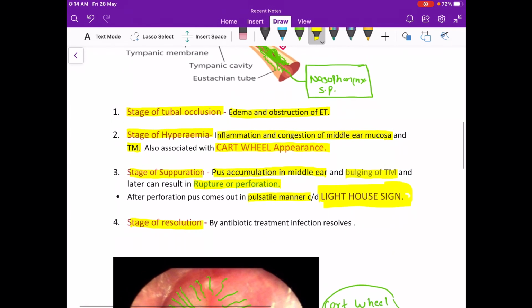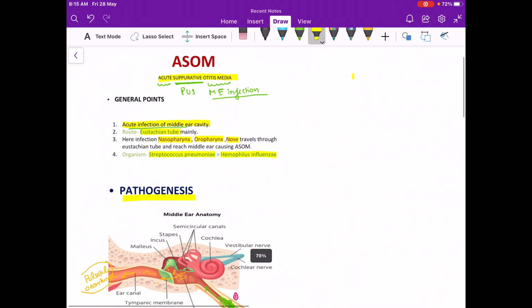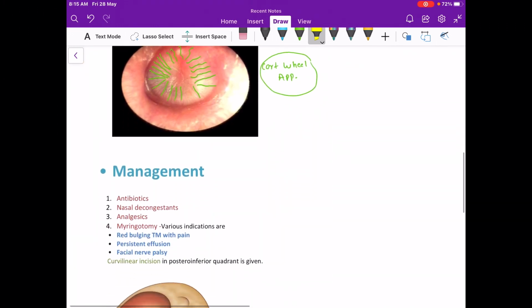Now the last stage is the stage of resolution. The stage of resolution occurs if we diagnose this condition early and treat it with antibiotics, there will be no infection and there will be resolution of pus and inflammation. So all the above 3 stages get resolved, and it is known as the stage of resolution. It is by the antibiotic treatment. So we have studied the general points in ASOM, the pathogenesis part, and the cartwheel sign and the lighthouse sign.